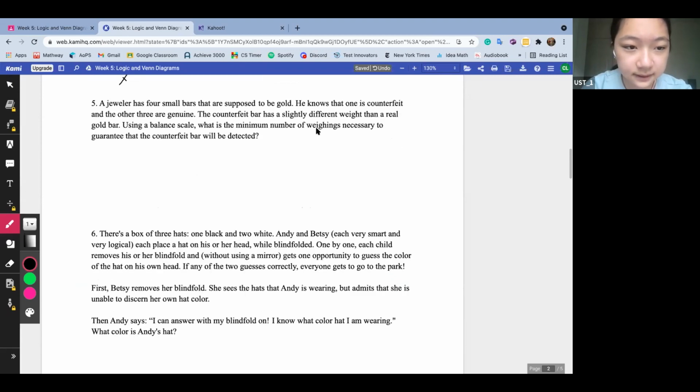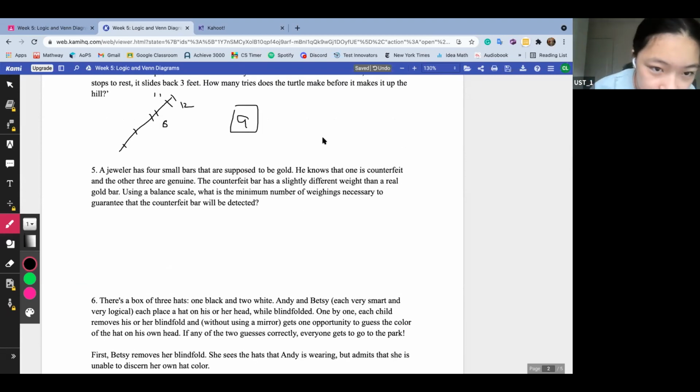Now I want to explain the next question. A jeweler has 4 small bars that are supposed to be gold. He knows that one is counterfeit and the other 3 are genuine. The counterfeit bar has a slightly different weight than a real gold bar. Using a balance scale, what is the minimum number of weighings necessary to guarantee that the counterfeit bar will be detected? So this one's a bit hard.